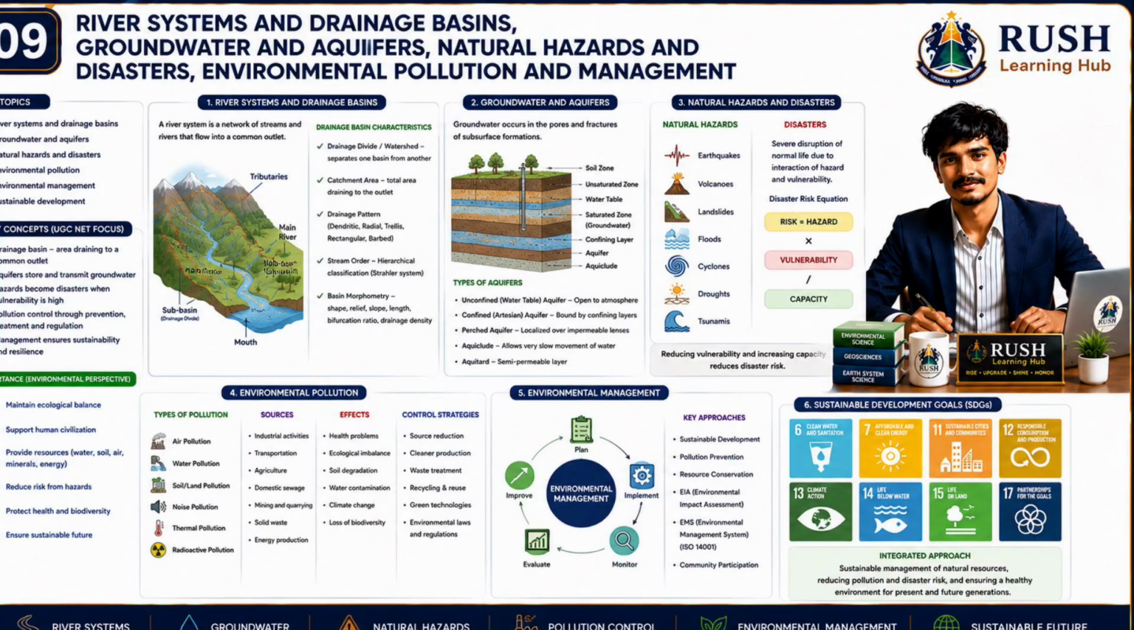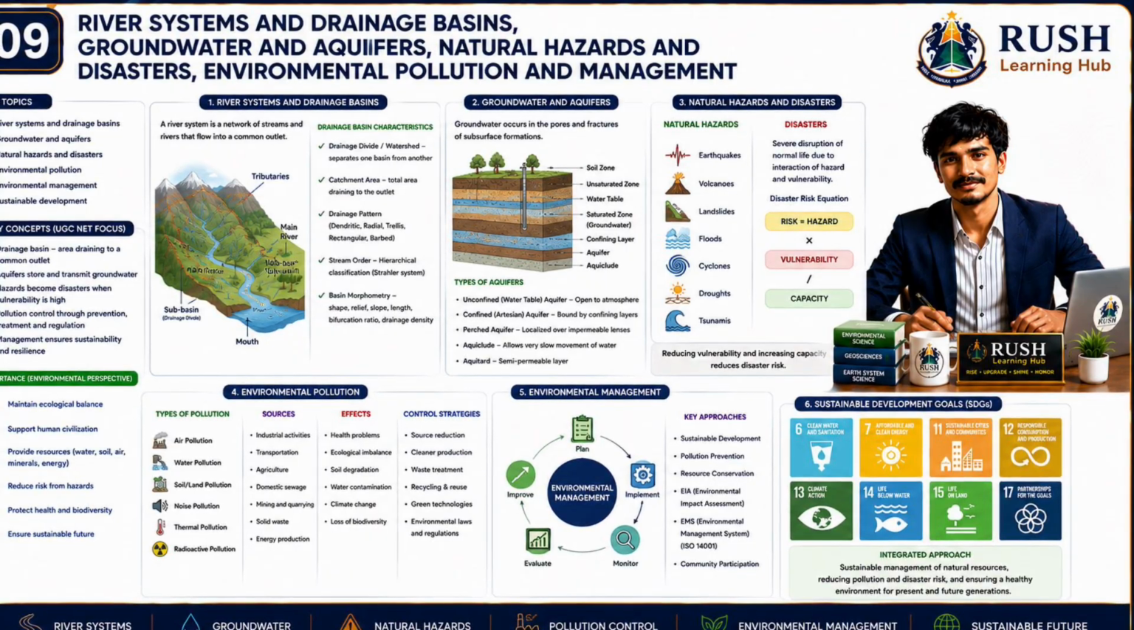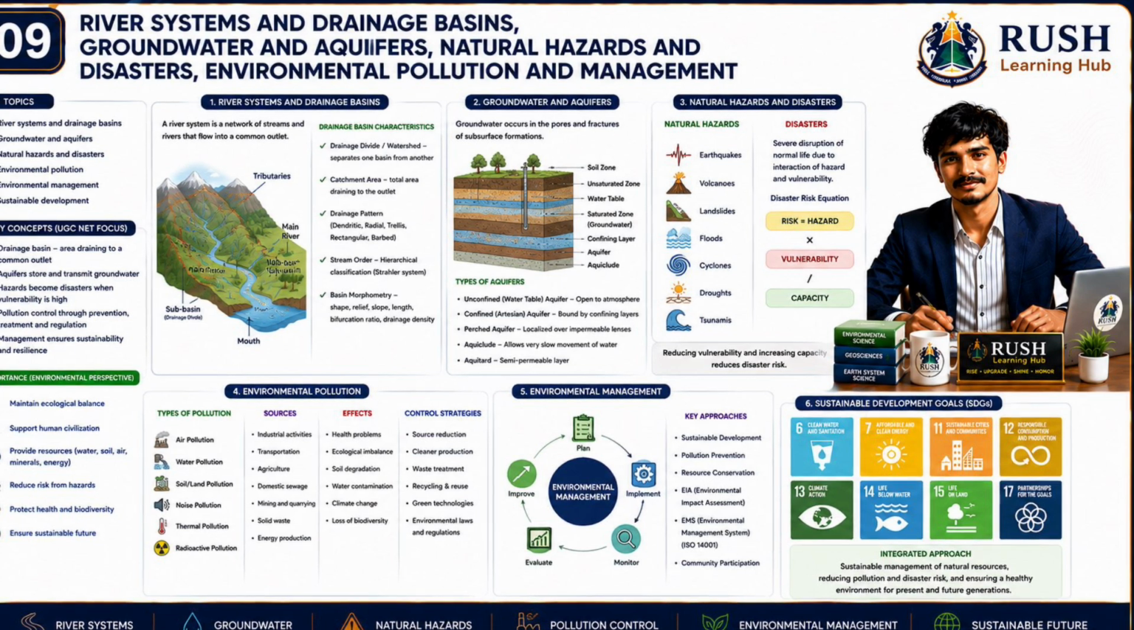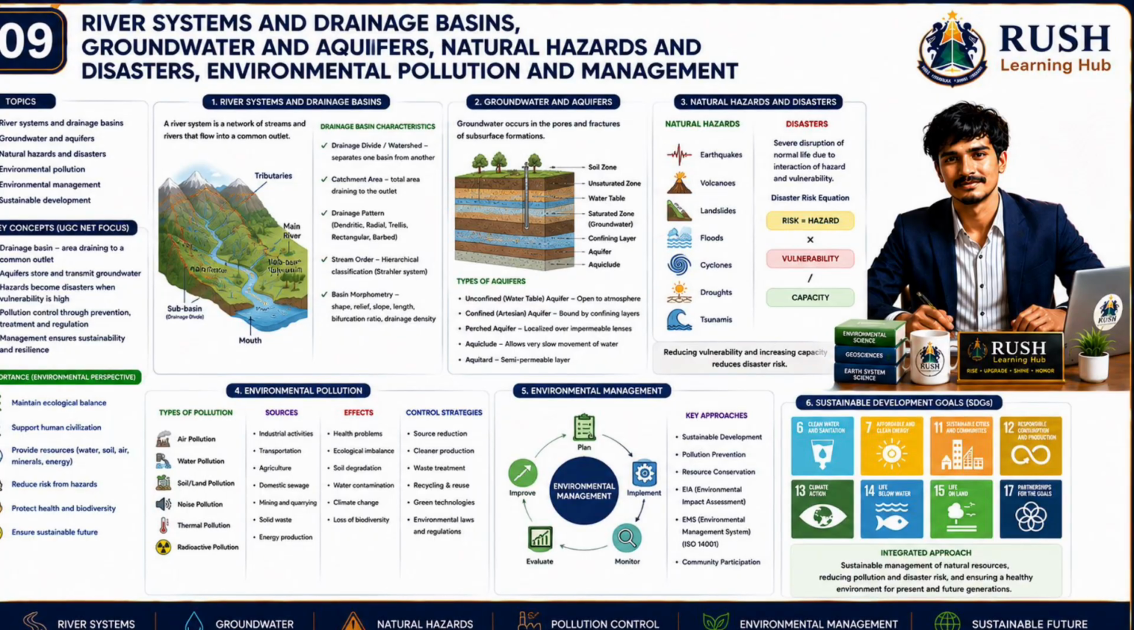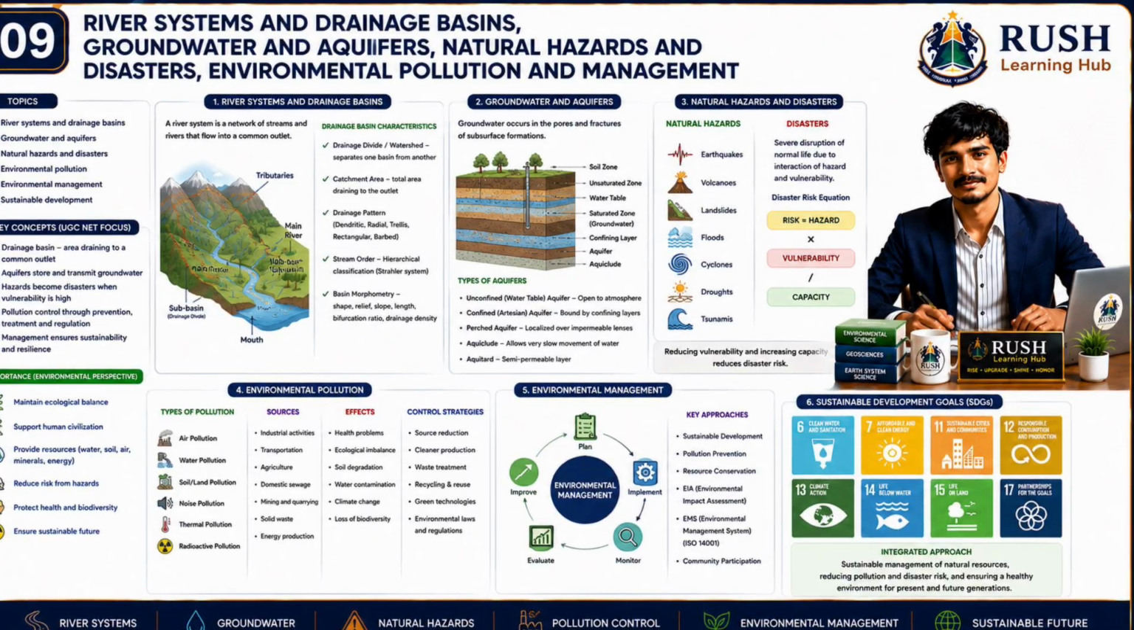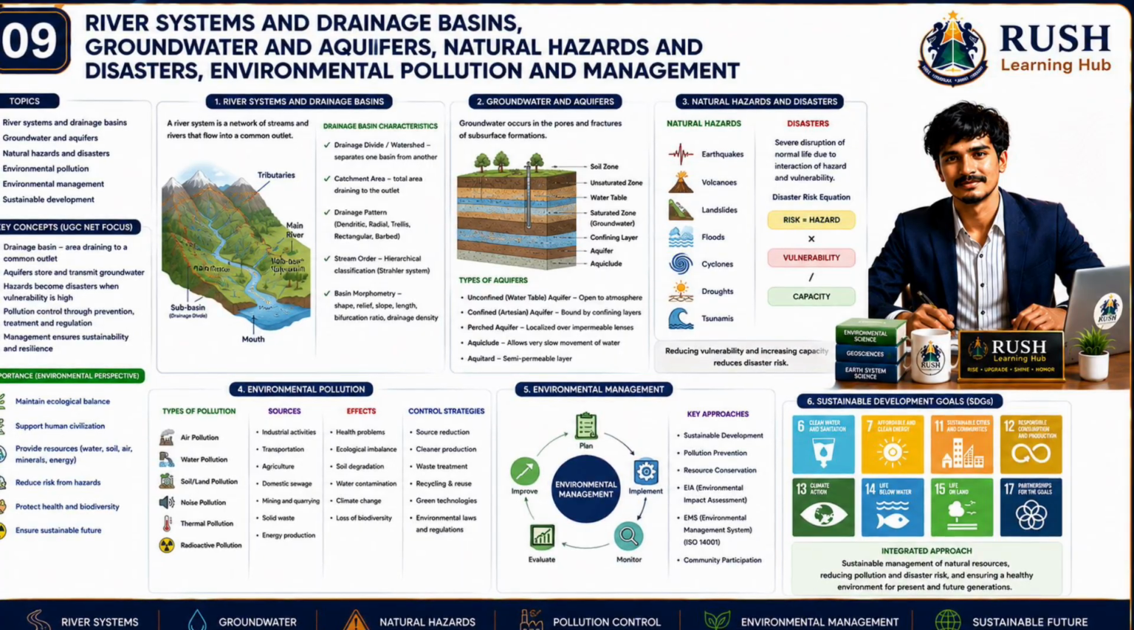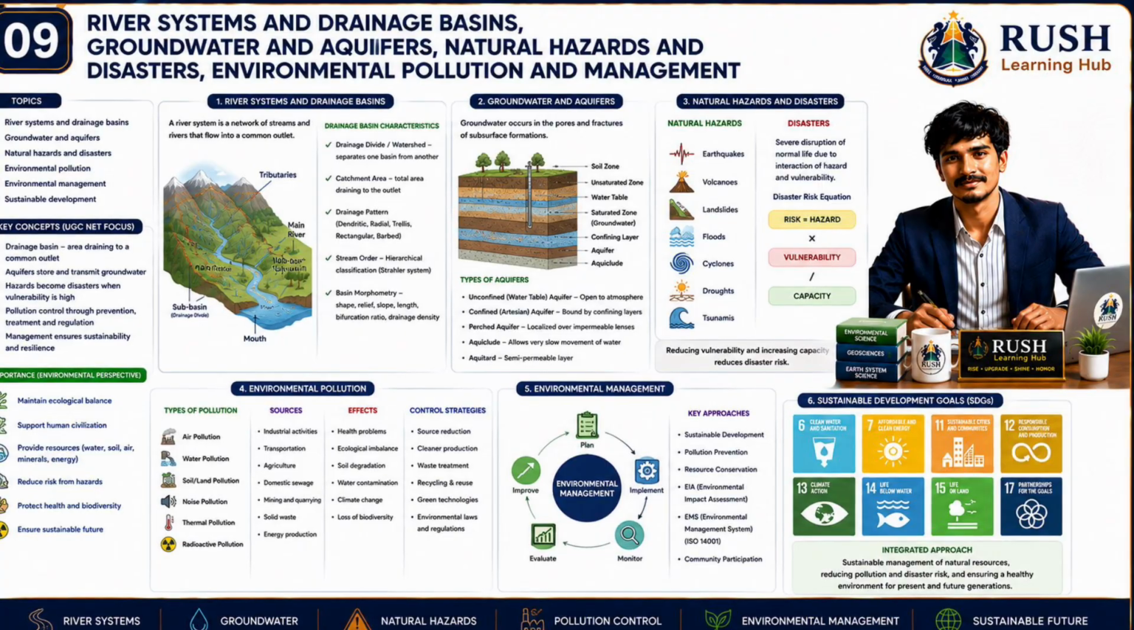Another consequence of overexploitation is deterioration of groundwater quality. Groundwater quality is determined by physical, chemical, and biological characteristics. Important parameters include pH, total dissolved solids, hardness, salinity, nitrate concentration, fluoride, arsenic, iron, and microbial contamination.